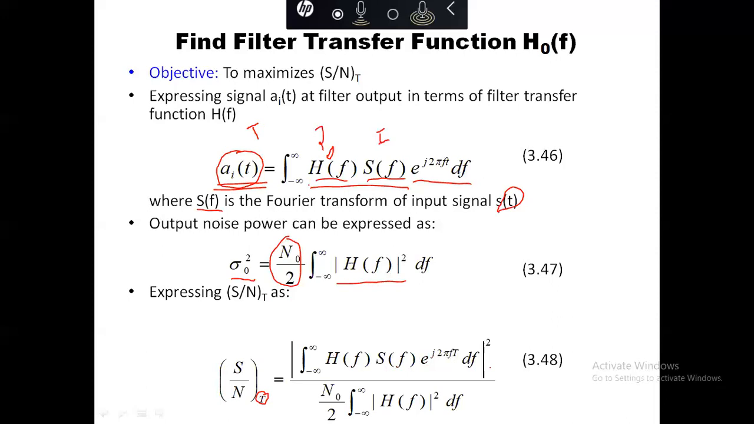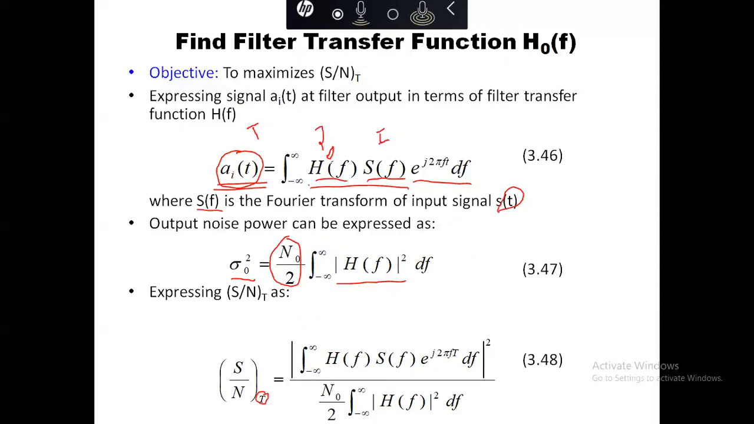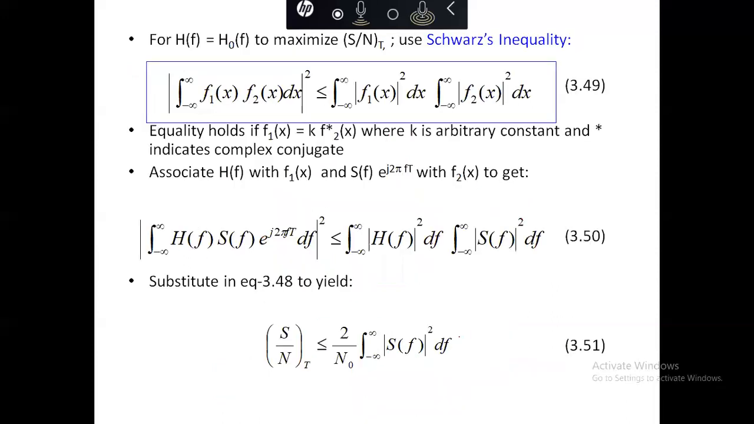Right. So next step, we will simplify this relationship and we will try to estimate this unknown value of H of f. This unknown value of H of f is found by simplifying this relationship. In this relationship, we use the Schwarz inequality to simplify the expression in the numerator. So we want to simplify this expression. This expression has two parts: one is H of f and the other is S of f.